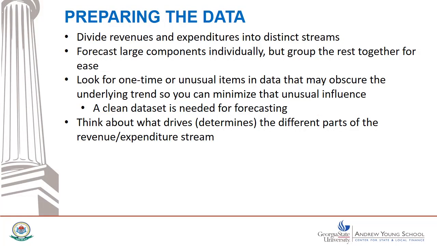Forecasting is only as good as the data used. Revenues and expenditures need to be looked at separately. It's best to look at each line item, but some of the smaller, less important items might be grouped together to simplify the task. What drives each line item revenue source?